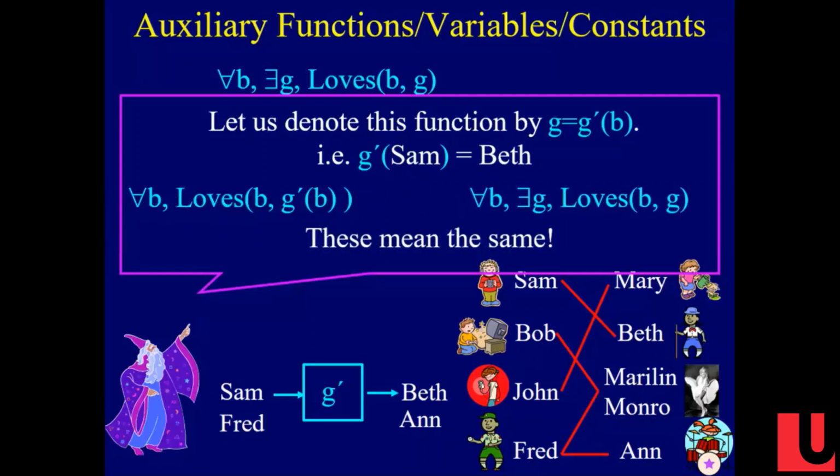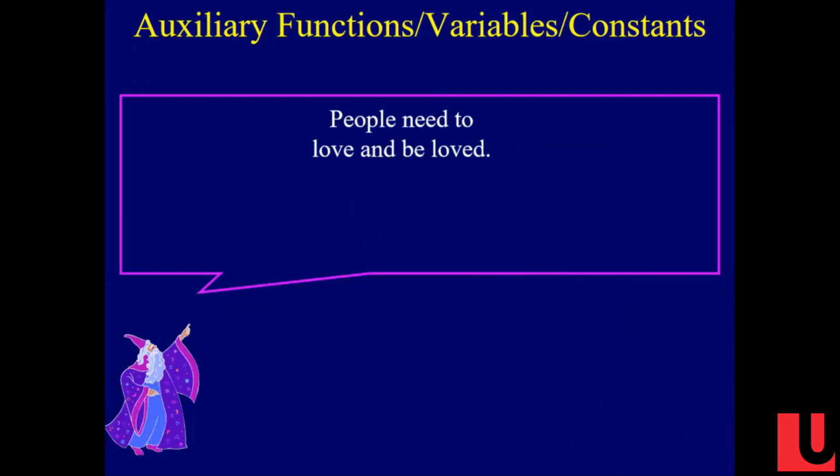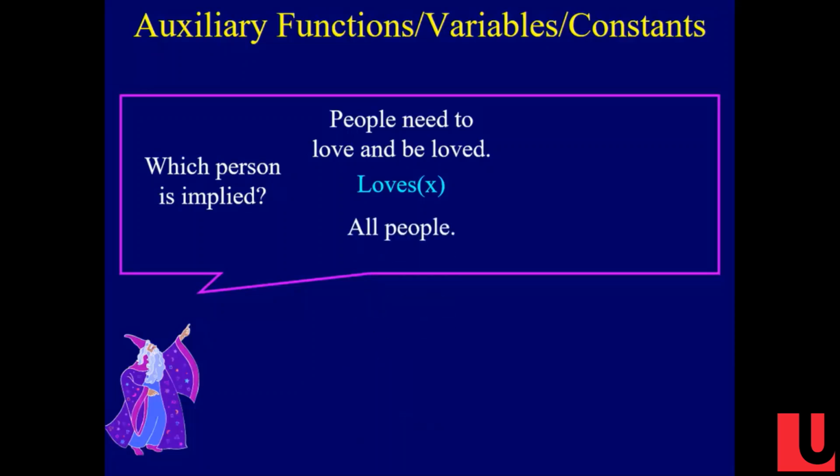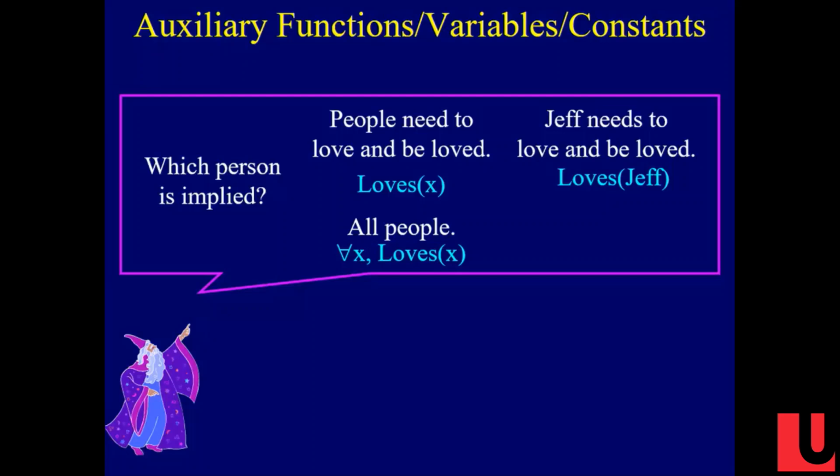Right? So, say those mean the same. Here I just sort of, people need to love and be loved, right? What does this say? I added this trying to struggle with free variables. Which person needs to love and be loved? All people? Are we implying it for all? Jeff needs to be loved and loved, right? That's a constant. Jeff has this property, he needs to love and be loved.